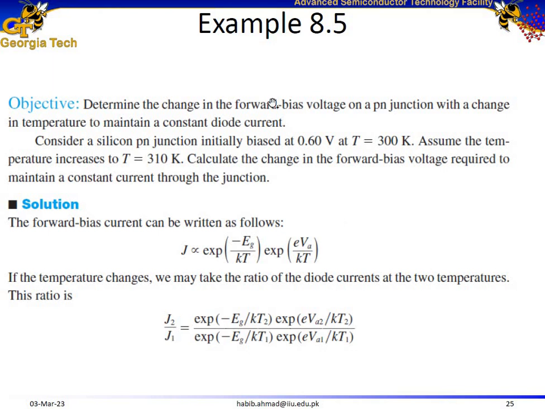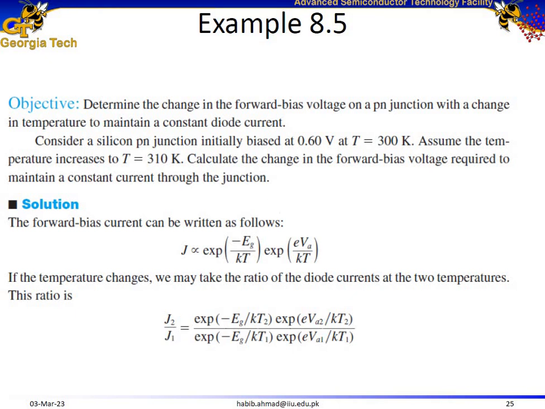Example 8.5. Determine the change in forward bias voltage on a PN junction with a change in temperature to maintain a constant diode current. So consider a silicon PN junction initially at 0.6 volts at room temperature, and then the temperature increases to 310 Kelvin. Calculate the change in forward bias voltage required to maintain a constant current through the junction.